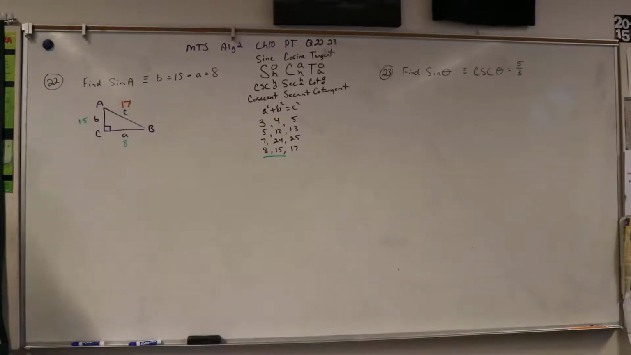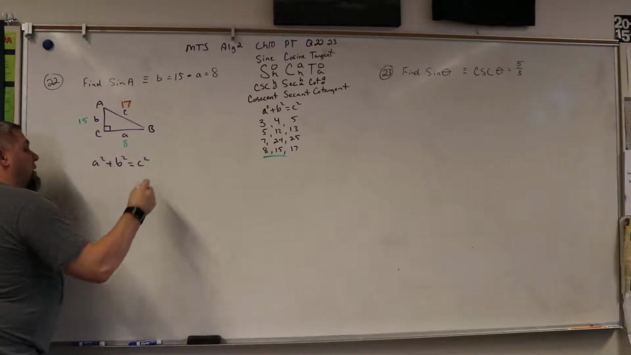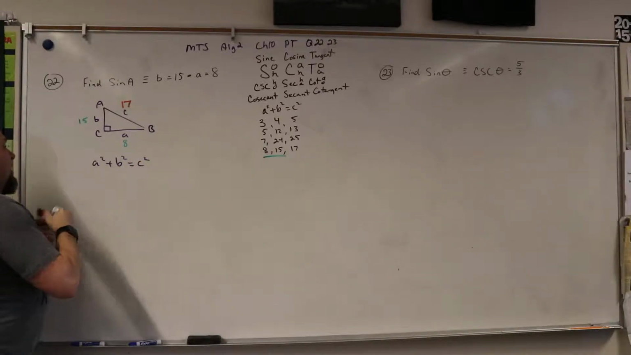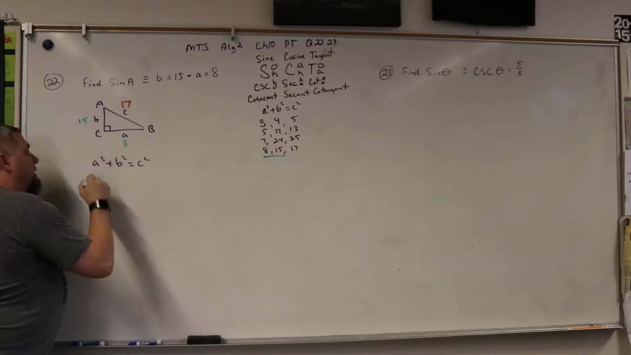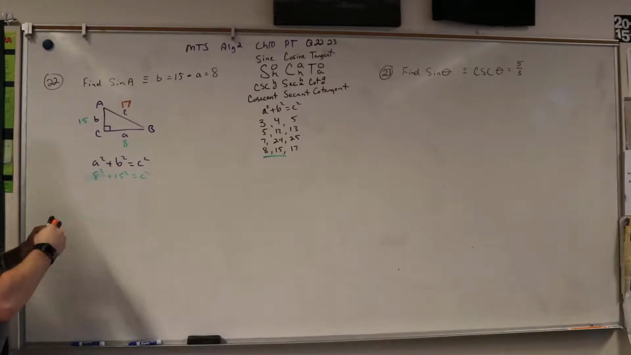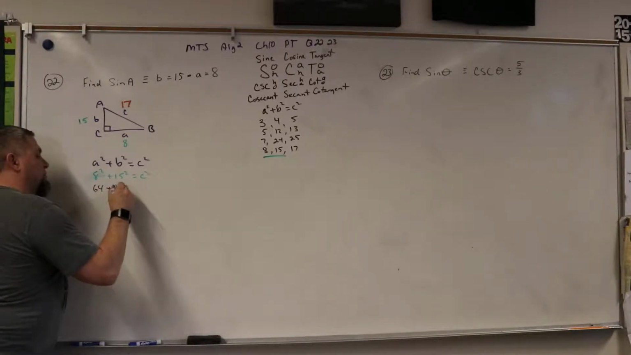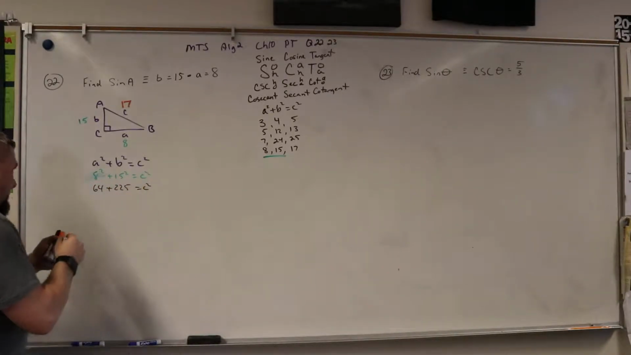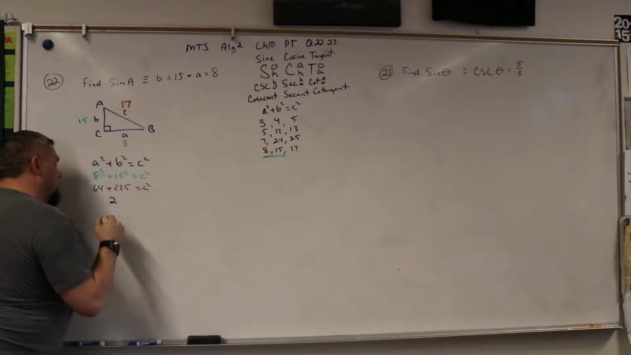But let's say you didn't know it, what would you do to find it? So you would do a squared plus b squared equals c squared. So a is 8, so 8 squared plus 15 squared equals c squared. So then you would have 64 plus 225 equals c squared. And that would be 260 or 290.